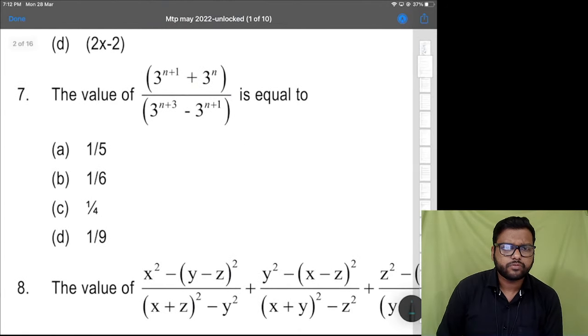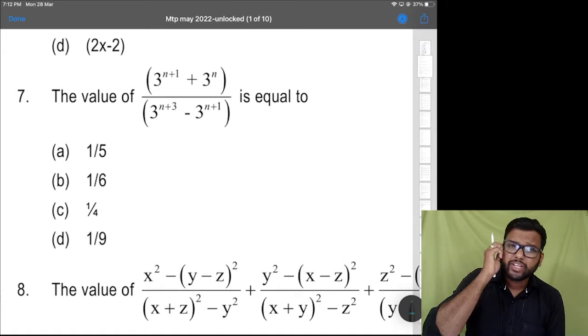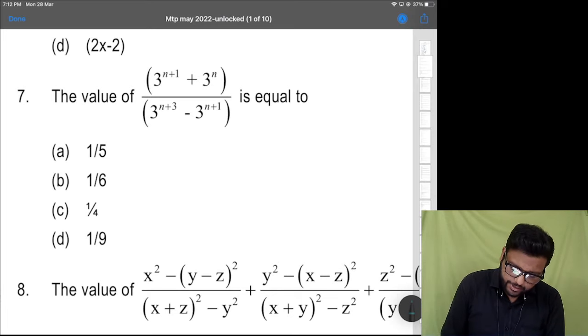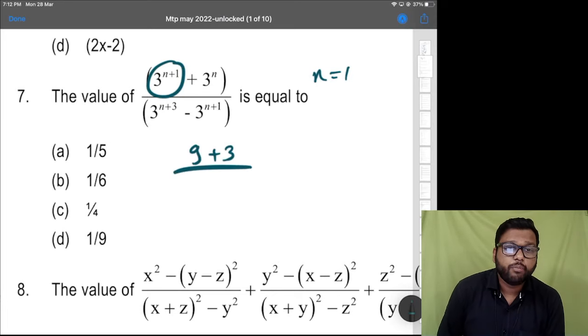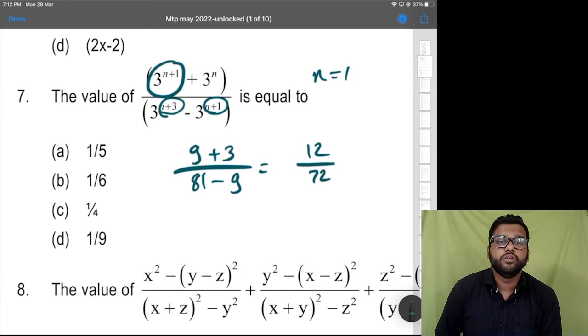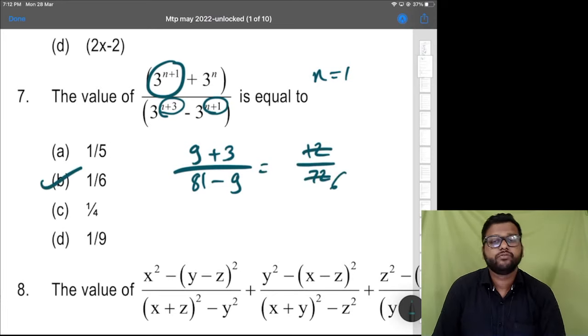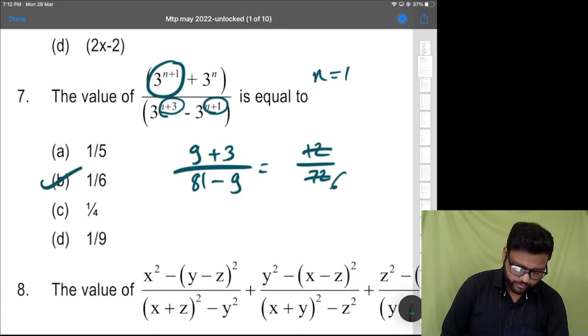Question 7, value of this is equal to, okay, you can take 3 raised to n common, or you can assume any value for n. The best way in this kind of questions is, let's assume n is equal to 1. Then this will be 3 raised to 2, so 9, plus 3 raised to 1, 3, upon 3 raised to 4, that is 81, minus 3 raised to 2, that is 9. 9 plus 3 is 12, 81 minus 9 is 72. So 1 by 6 is the correct answer, check, right? Fine. Or you can take 3 raised to n common, does not matter.